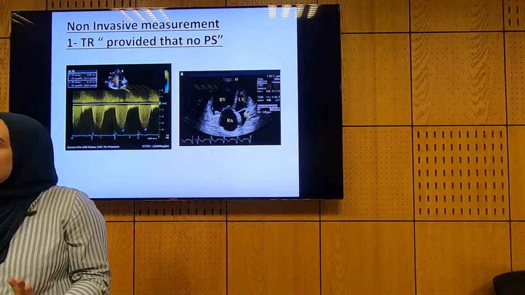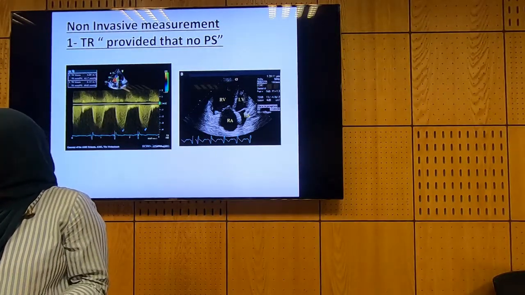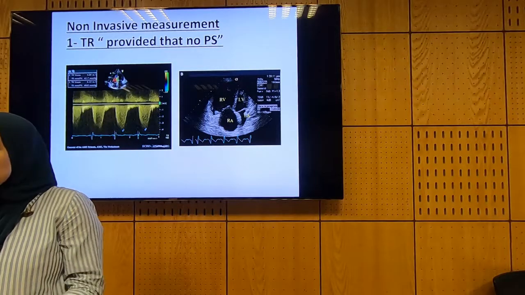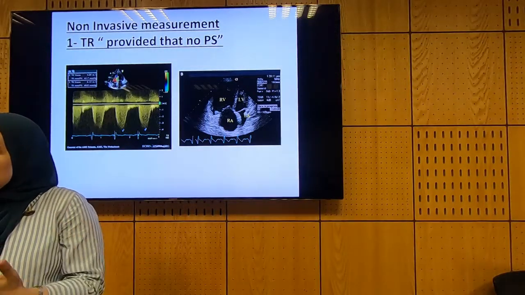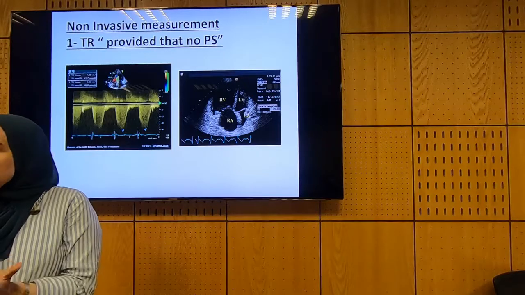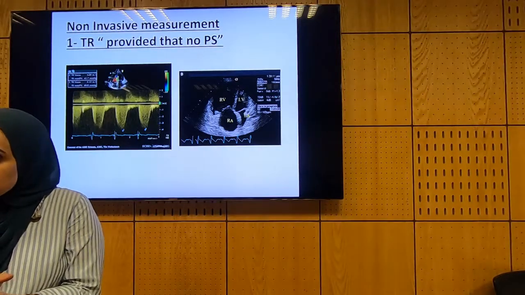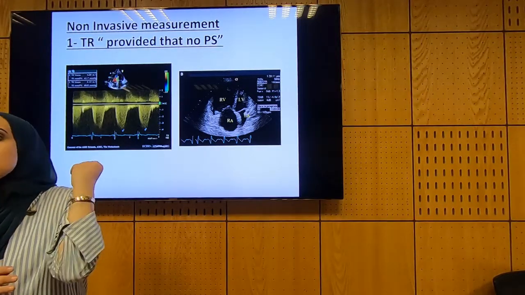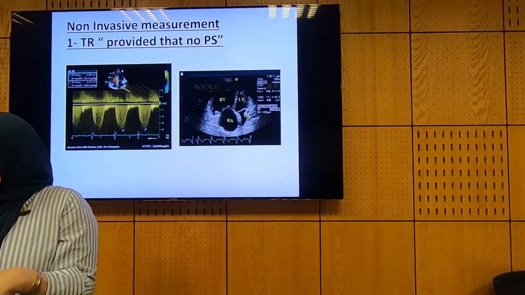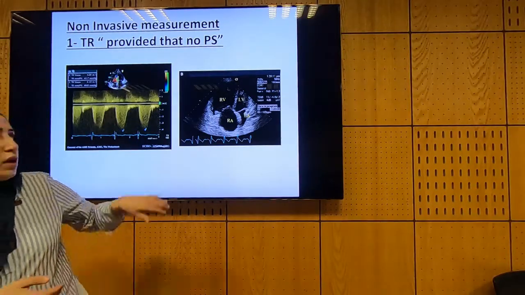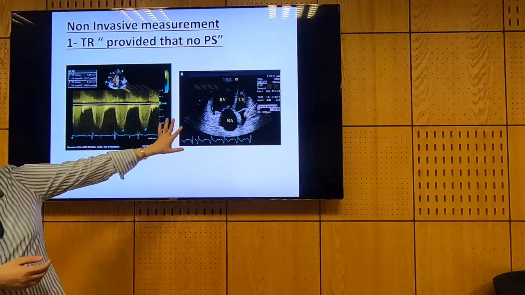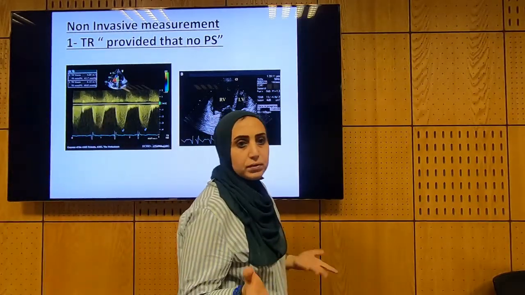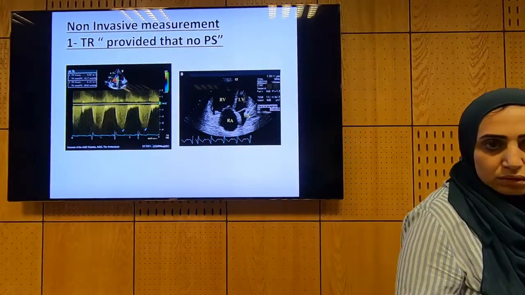In any ASD case, you have to look for the tricuspid regurg. You have to look. You can find your way between the modified views, but you have to find the tricuspid regurg. If you find the tricuspid regurg and there is no pulmonary stenosis, then the square of the velocity of the tricuspid regurg multiplied by 4 is in the machine. And keep in mind that the right atrial pressure is between 5 and 15. So you make your equation.